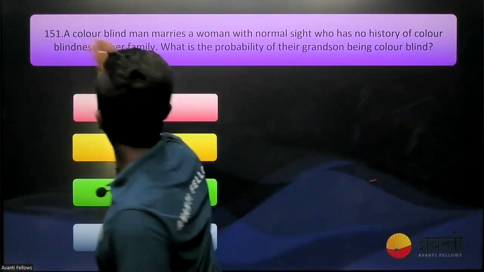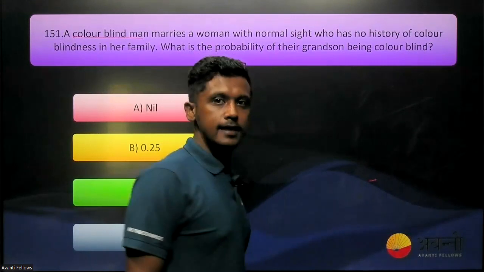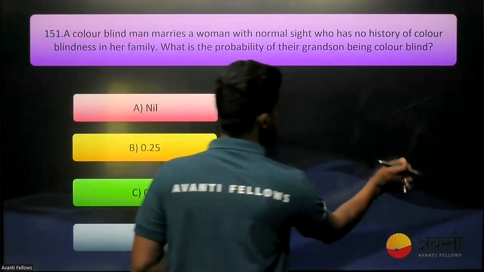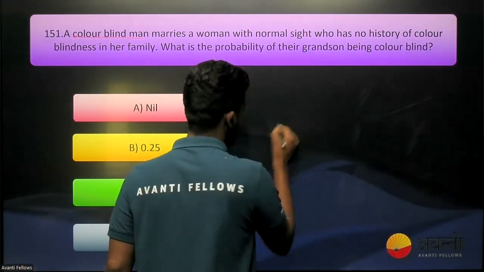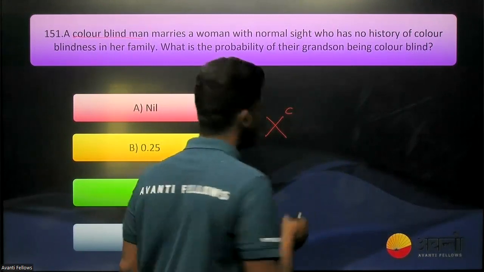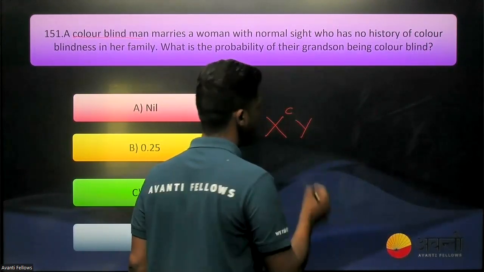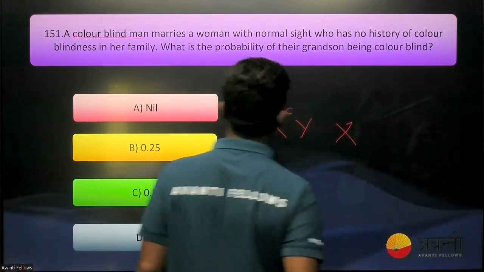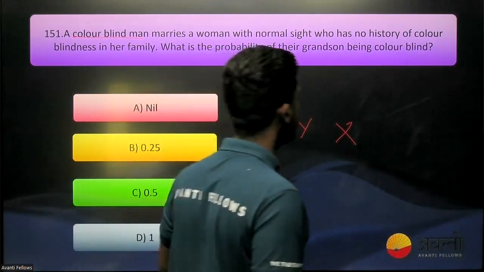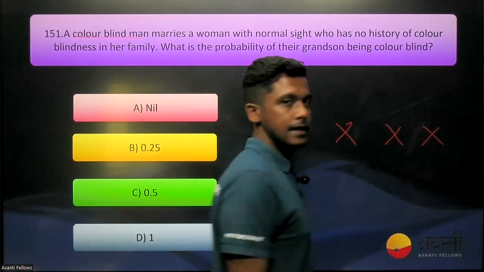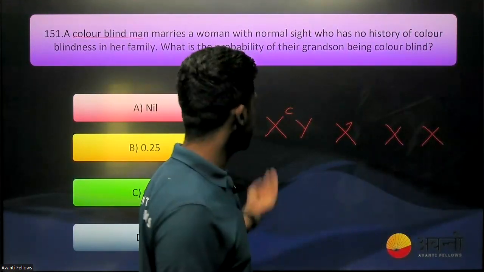A colorblind man. So we know that colorblind is a sex-linked recessive disorder, and this recessive character is on the X chromosome. So we'll write it as X^C, and then we have Y. Y does not have the colorblindness gene. And this colorblind man will marry a woman with normal sight, with no history of colorblindness. When he marries her, what will happen to his children?